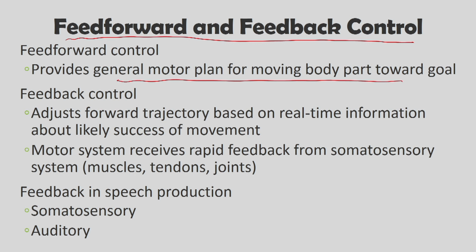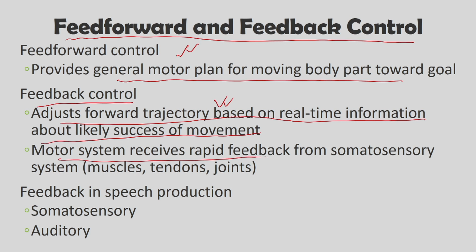Similarly, the feedback systems adjust the forward trajectory based on real time information about the likely success of the movement. So, if I start moving my limb, or if I start speaking, the signal to start speaking is given by the feed forward system, but the feedback system will adjust the articulators, what to speak and what not to speak, and this is based on real time information which is coming. Currently, the models of speech production generally assume a feedback and a feed forward system.